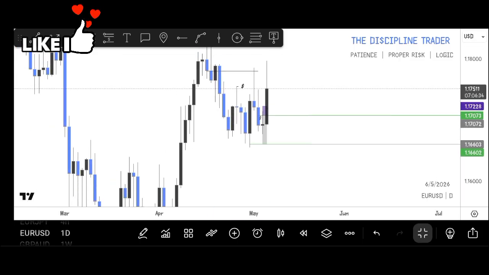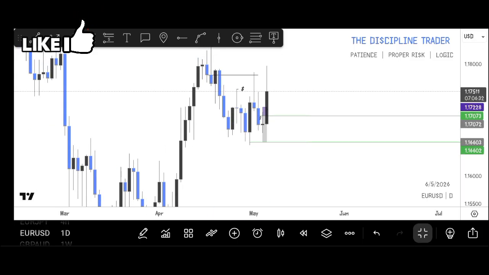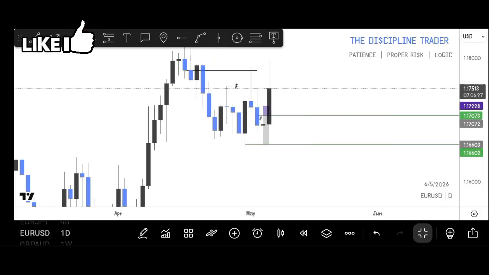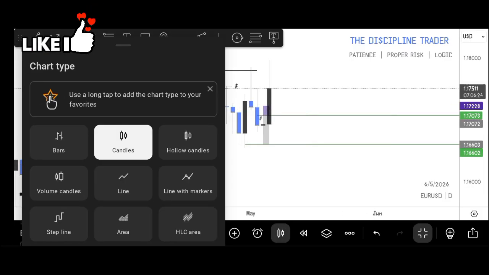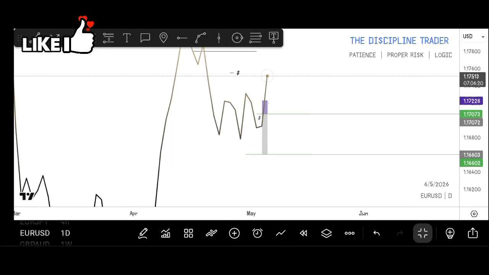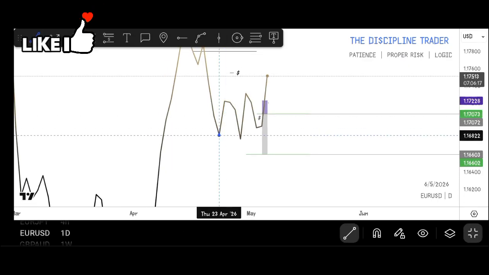So looking at the daily time frame, coming to the line charts, remember I always use the line chart, but because I was not actually in the daily time frame, I did not see that. You can clearly see the low right here. This was the low. So price went there and gave us a change of character.